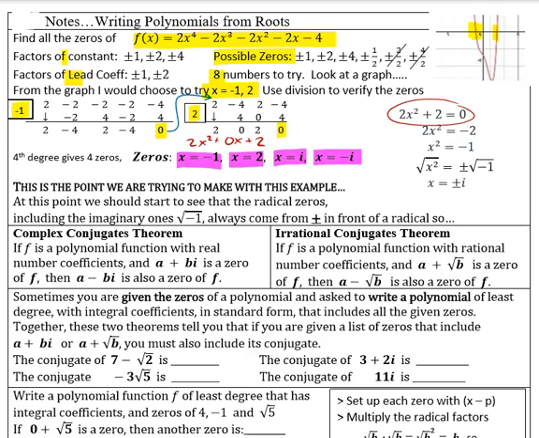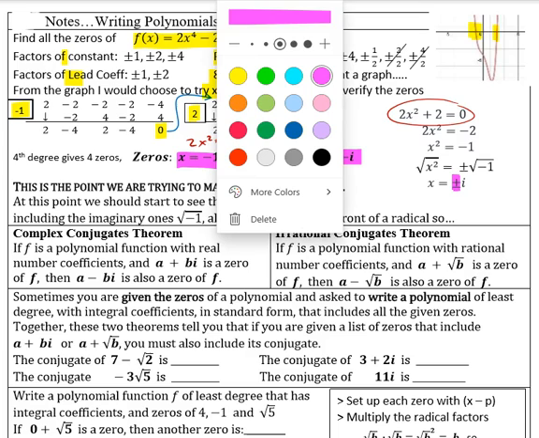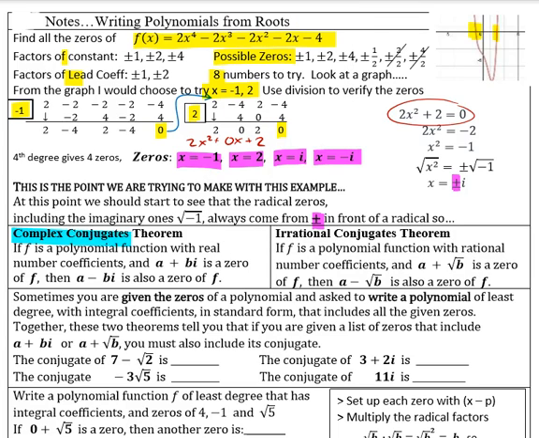The point I'm trying to make with this example is that at this point we should start to see that the radical zeros, including the imaginary ones, the square root of -1, always come from a plus or minus in front of the radical. So we always have a plus or minus here whenever we do that last step of the quadratic formula. And here are the theorems that make that true. Complex conjugates theorem: if it's a polynomial and you have a plus bi as a zero, then you also have a minus bi as a zero. Same with the radical conjugates: if you have a plus the square root of b, then you will also have a minus the square root of b.